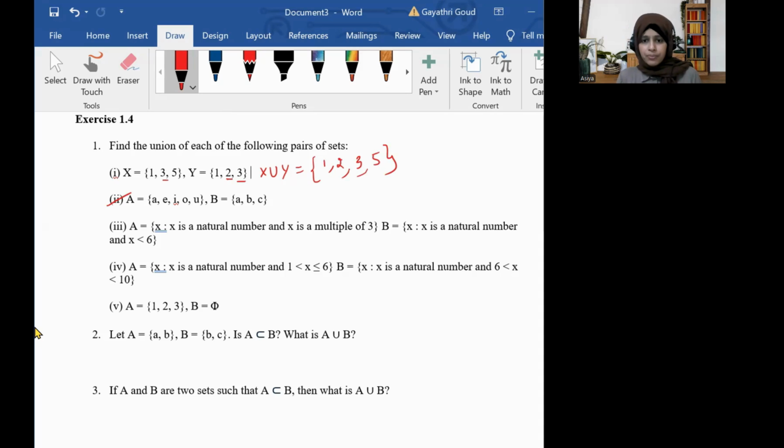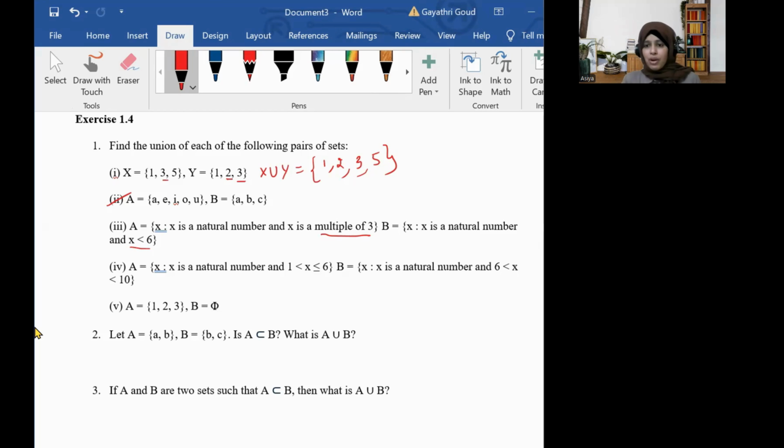Now, third one. A equals the set of all x such that x is a natural number and x is a multiple of 3. Okay. So x belongs to N and x is a multiple of 3. This is my A. Now, what does B state? x is a natural number and x is less than 6. Here it says multiple of 3, here it says less than 6.